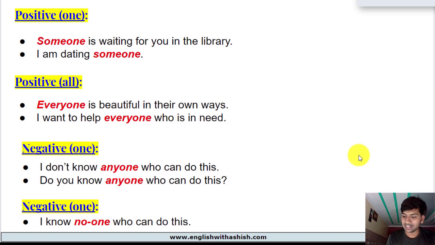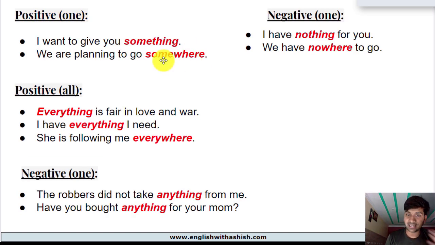So these are indefinite pronouns referring to a person. Now, indefinite pronouns are referring to a person and a thing. All right. Number one, something and somewhere. Let's look at these examples.